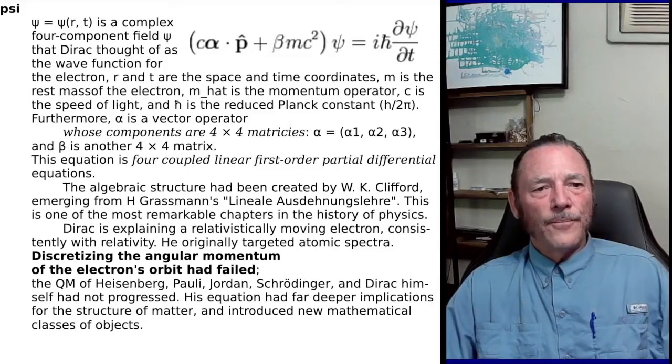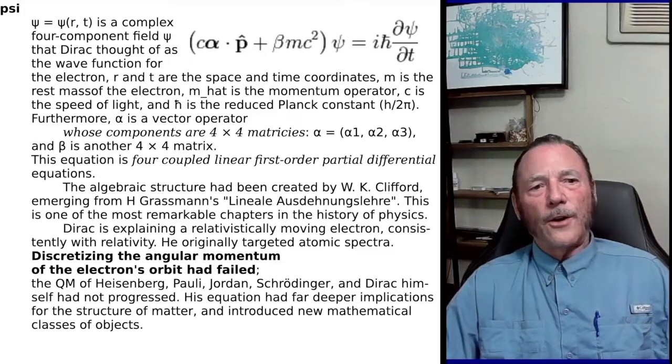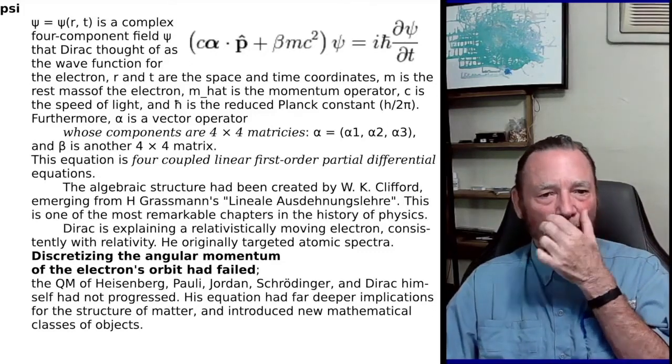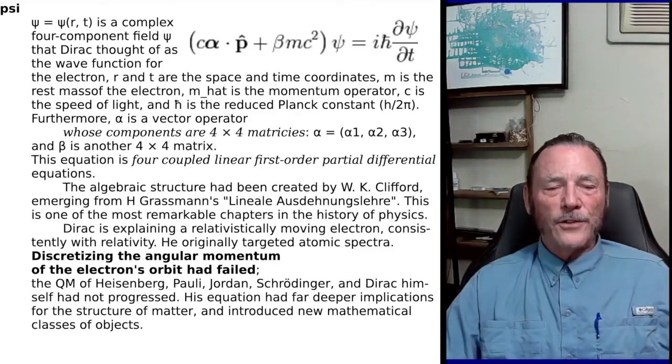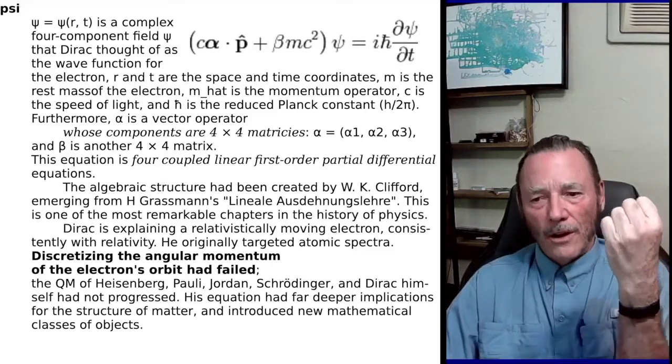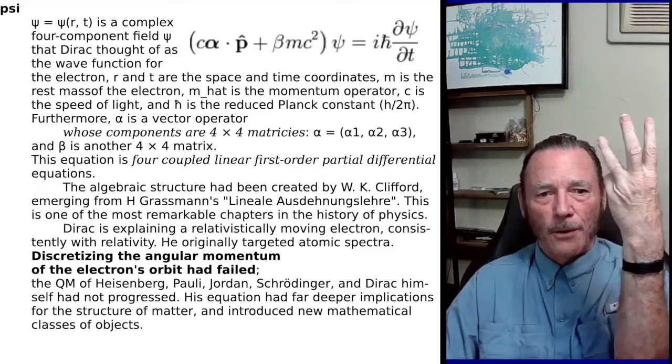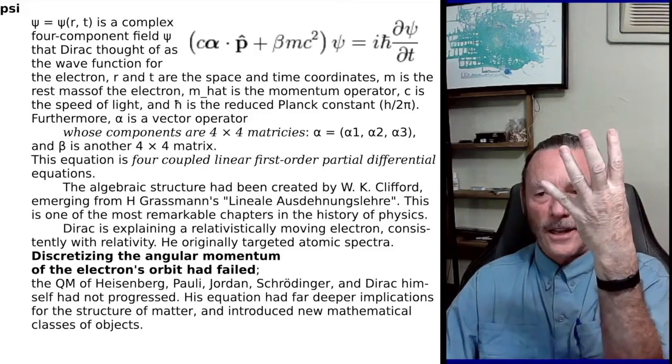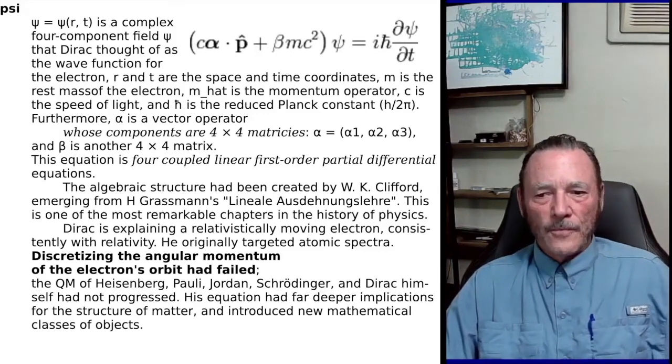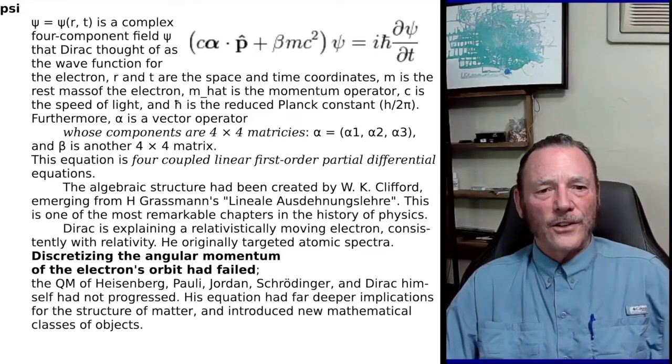So the psi function on space and time is a complex four-component field that Dirac thought of as the wave function for the electron. R and T are the space and time coordinates. The R has 3 spatial components, and the T is negative time, as you know. That's called the Einstein signature.